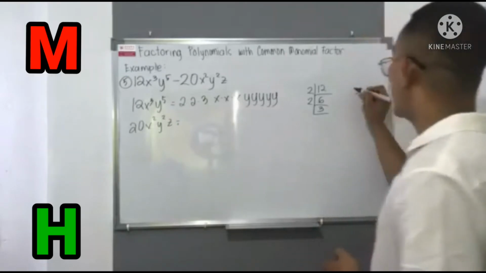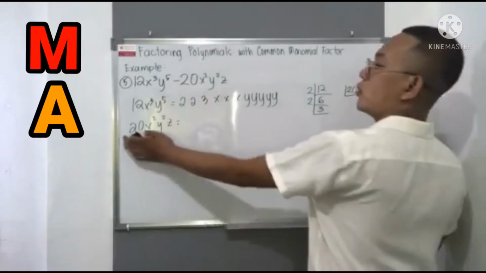Okay, another one, we have 20. What is the prime factor of 20?